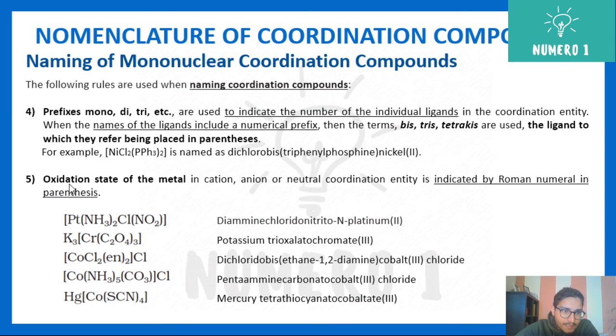Next, the oxidation state of the central metal in the cation, anion or neutral coordination entity is indicated by a Roman numeral in parentheses. You can see here it is platinum, so platinum's oxidation state. Chromium's oxidation state is 3, and cobalt is again oxidation state 3. So this parenthesis is your Roman numeral, which indicates the oxidation state of the central metal ion in the cation, anion, or neutral coordination entity.